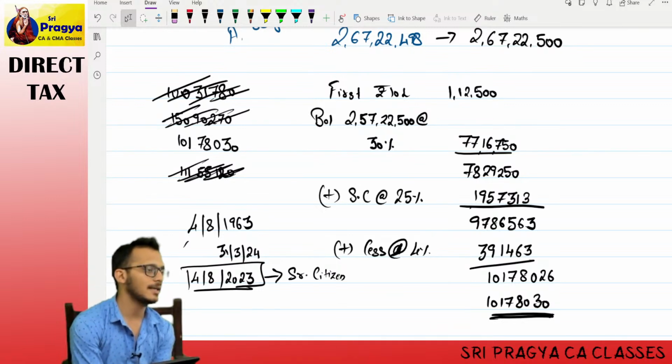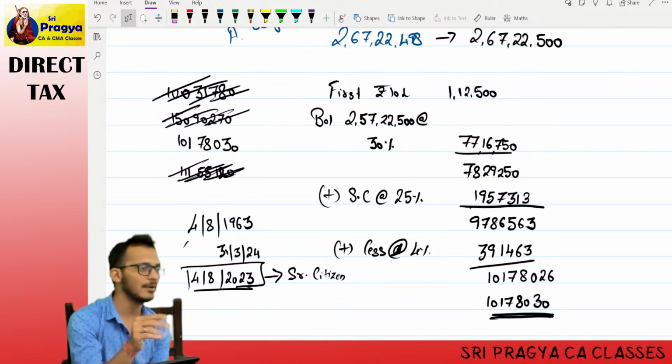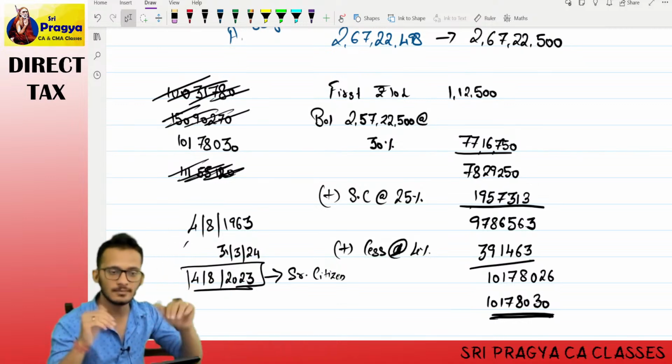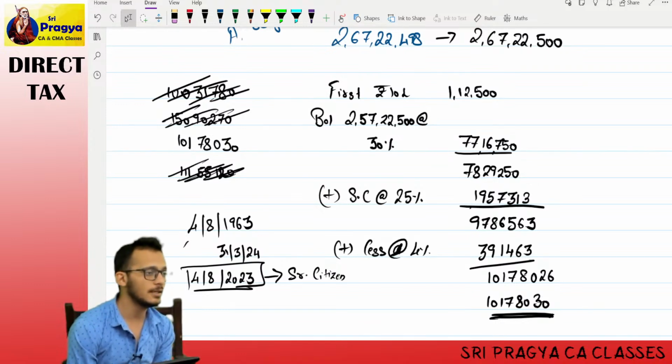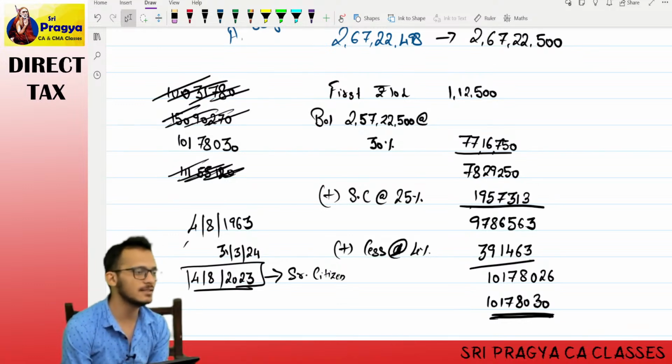Which is when, in 2019, they first introduced a regime for companies, where they said, companies, I'm giving you an option. You either pay this or you pay this. You decide what you want. This was done in 2019 for companies. In 2020, individuals stood up and said, this is not fair. Why are you giving it only to companies? We also want it.